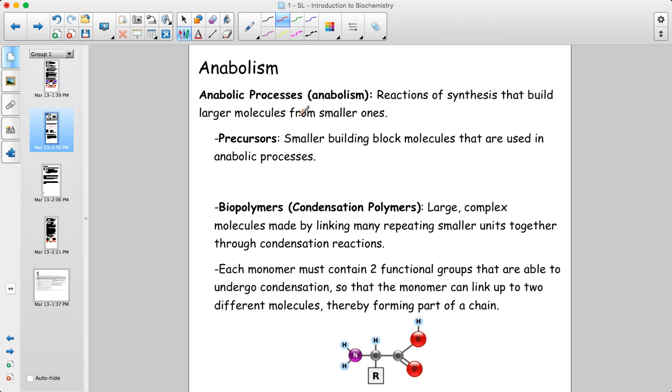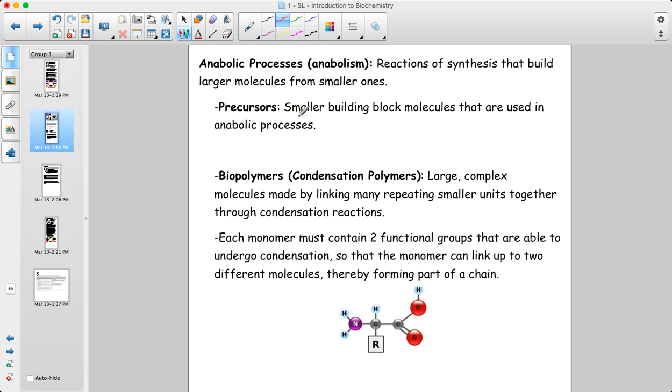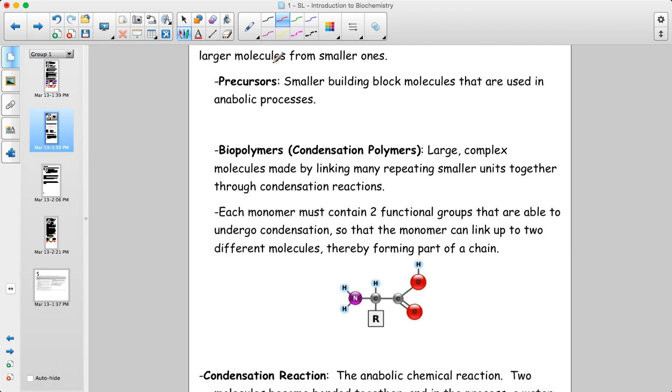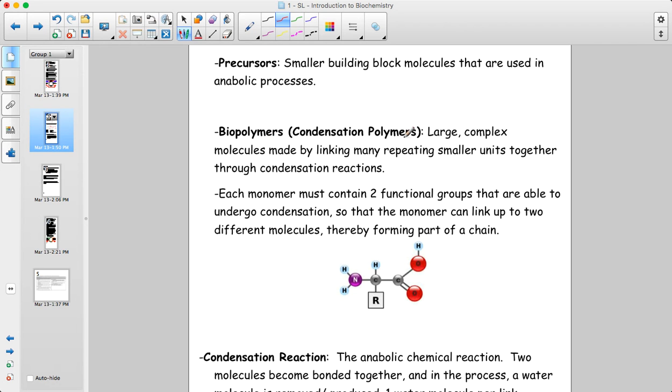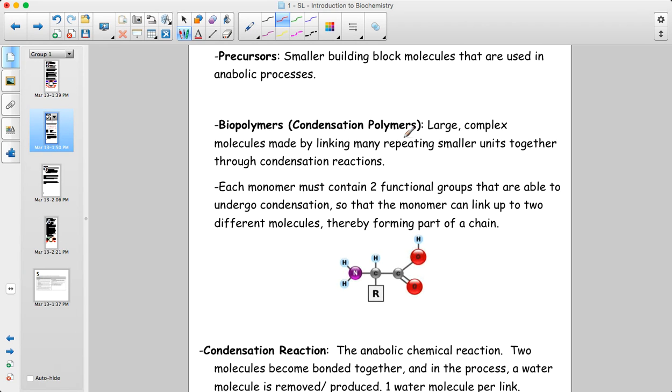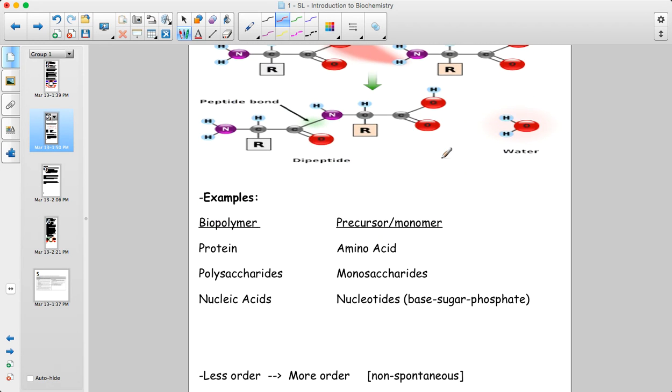So looking at anabolism or anabolic processes a little bit more closely, a couple more vocab terms. We already described what an anabolic process is. Precursors will be a term that gets applied to the smaller building block molecules. They are precursors for the larger molecules. Biopolymers or condensation polymers are these really giant macromolecules that get built from many repeating smaller unit molecules. Specifically, there are three real biopolymers to know about for biochemistry.